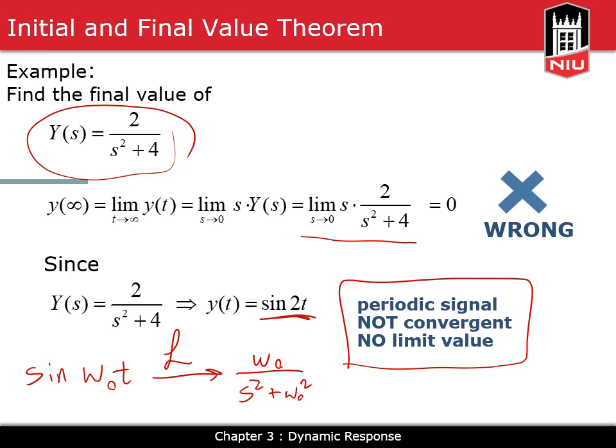Whenever you are asked to find the final value of a function using the final value theorem, you need to check and see if it is stable or not, and then if it is stable, you can use the final value theorem.